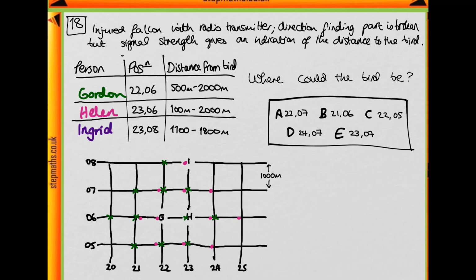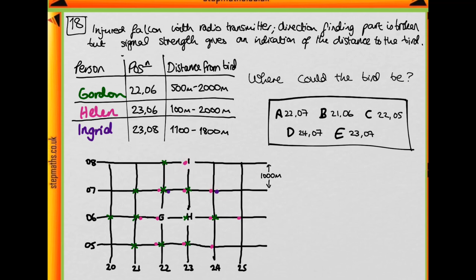Try doing the same thing for Ingrid now. Okay, so there are only 2 places where the bird could be given the information from Ingrid. So I is where Ingrid is, and the bird has got to be 1,100 to 1,800 metres away. So this length is 1,000, so that's too small, and so are these ones, and 2 squares along is too big. So the only positions the bird could be in is diagonally down here or here, because this length here will be between 1,100 and 1,800.